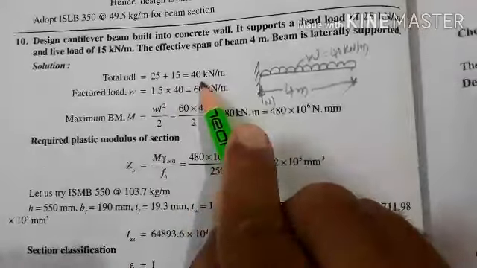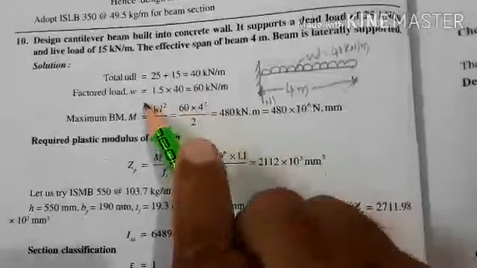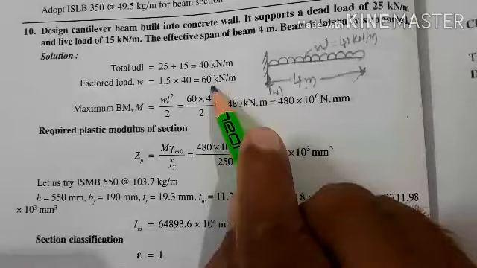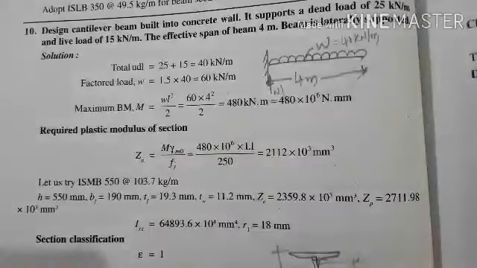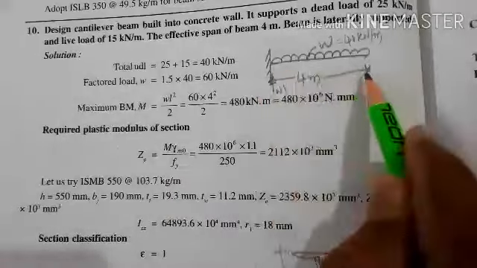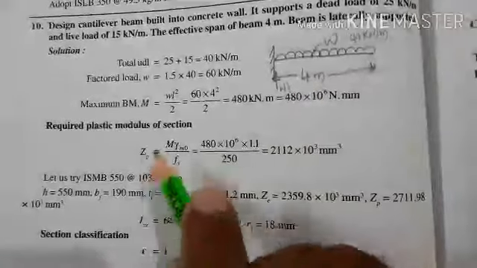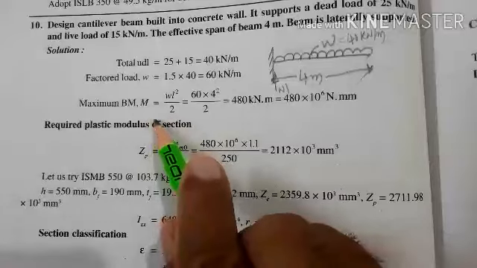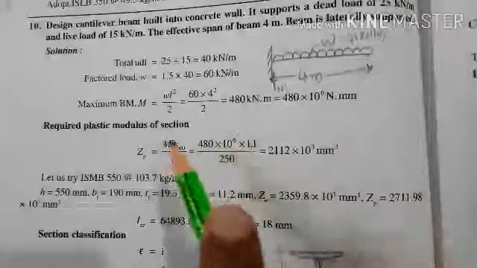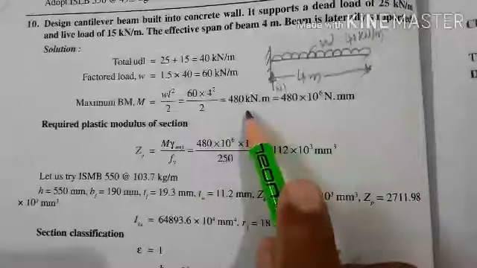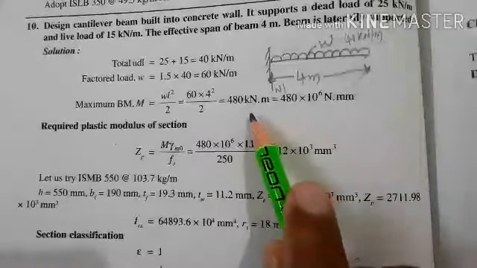25 plus 15, then the factored load, make it factored, multiply it by 1.5, becomes 60 kN per meter. Then as you know, the bending moment for this cantilever beam, that is the maximum bending moment, will be WL square by 2. Then for WL square by 2 we get 480 kilonewton meter.